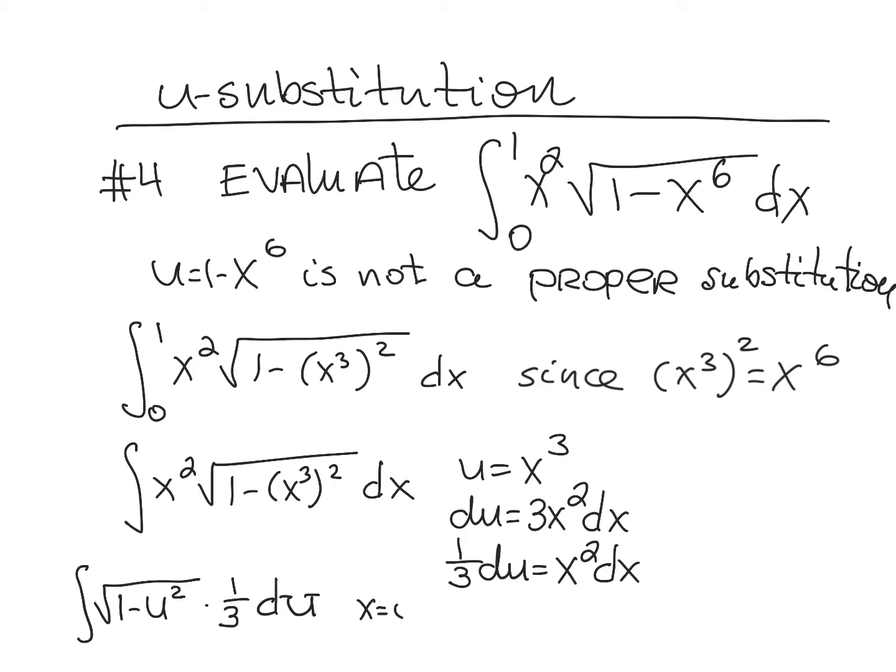Let's adjust the bounds of integration from those of x to those of u. When x is 0 and u is x cubed, u will be 0. And when x is 1, and again u is x cubed, u will also equal 1. And that leads us to the following definite integral, equivalent to the original one, in variable u. This would be 1/3 times the integral from 0 to 1 of square root of 1 minus u squared du.